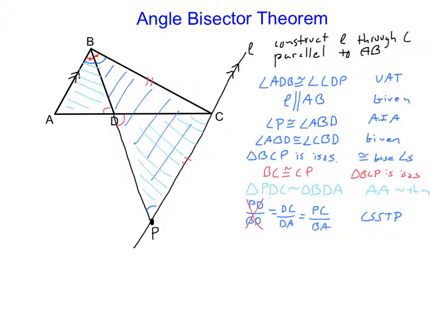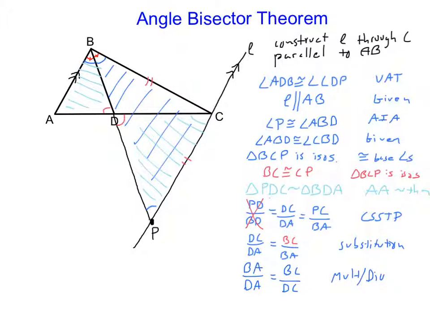And there's a substitution that we can do here where we know that BC is congruent to CP. So this PC here, we can replace that with BC. And then through some multiplication and division, I can get BA to the other side, so BA over DA is going to equal BC over, get the DC down on the bottom, DC. So that was multiplication and division. And that's where we wanted to wind up with it all.